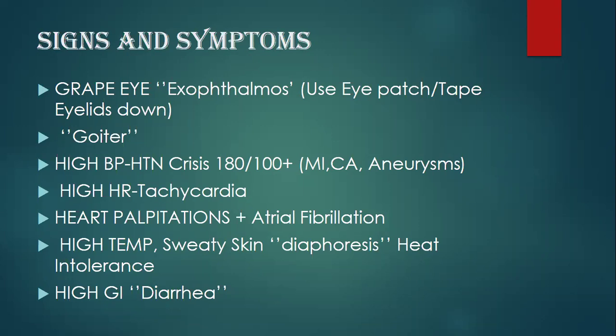These patients can have tachycardia, palpitation, atrial fibrillation, high temperature. Patients will have high temperature because T3 and T4 also control body temperature. So these patients are always sweating. They have diaphoresis. They can't tolerate heat. There is heat intolerance. Then there is high GI activity. The gastrointestinal tract will be hyperactive.